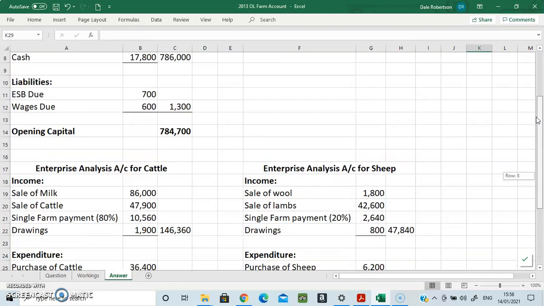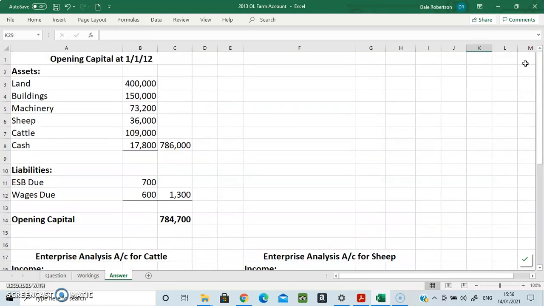Now, the first part of this question is simply the opening capital. This is like an accumulated fund or like opening reserves. At the start of the year, you put in all of the assets from the top sentence. So this farmer had land of 400,000, buildings of 150,000, machinery worth 73,200, and then they owned sheep and cattle and they had some cash.